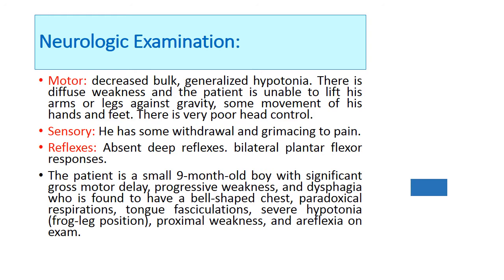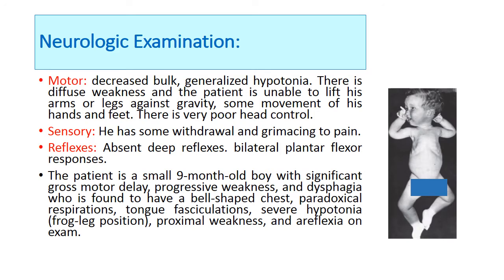The motor system, he has muscle wasting, generalized hypotonia, and diffuse weakness. The patient is unable to lift his arm or leg against gravity, and only some movement of his hands and feet is present. There is very poor head control. So in motor system examination, there is weakness, hypotonia, and muscle wasting.